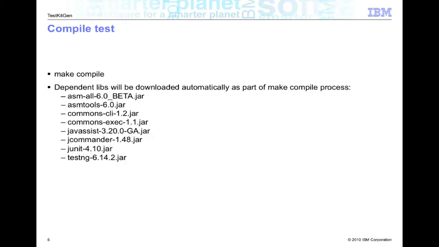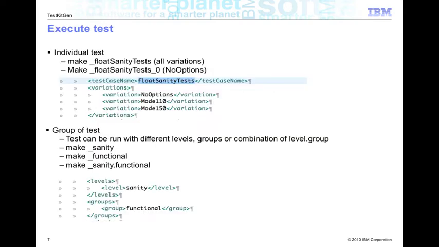To compile the test, it's very simple. Just under the TestConfig folder, we do make compile, and it will call a make get dependency target, and it gets all the dependency needed.